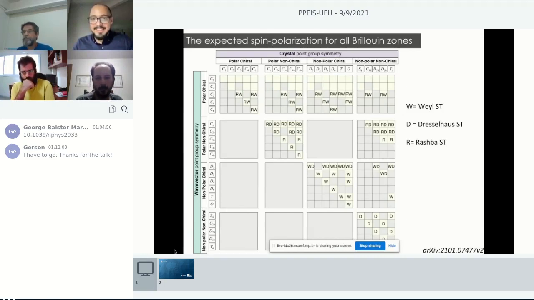Okay, just one quick question. So in the end here, you are showing that for perfect cases, there are three possible combinations of these three possible spin vectors, which are the Weyl, Dresselhaus and the Rashba.